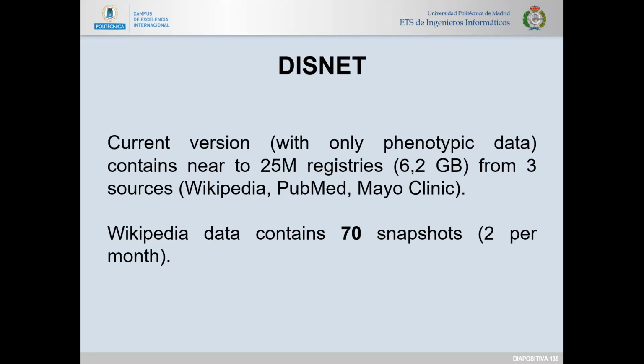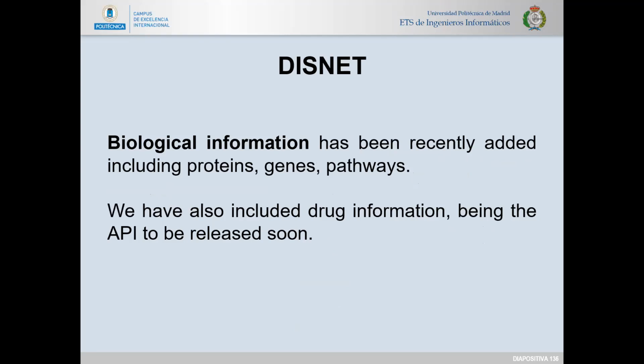We do this extraction of information 2 times per month, which also makes us capable of evaluating and analyzing the temporal information of Wikipedia and how it's evolving. Indeed, we have a paper published about that, and it's quite interesting seeing how the Wikipedia information evolves over time. This might be worth a look if you are interested in this type of analysis. Just to almost finish, the biological information has been recently added.